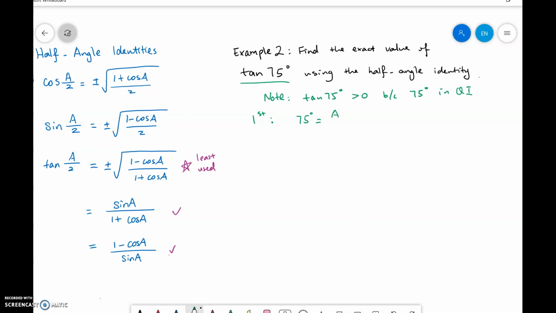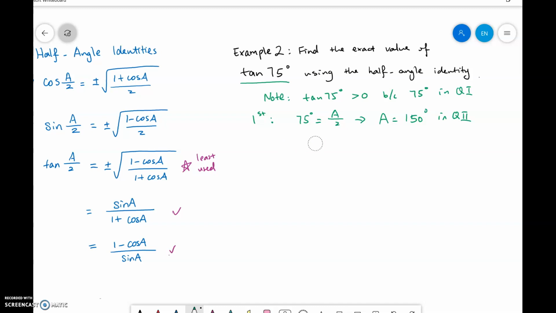So that's a note. But my true first step is thinking about 75 as my a over 2. That means my a is going to be 150, 75 multiplied by 2. But 150 is in quadrant 2. So I need to think about my signs of sine and cosine.